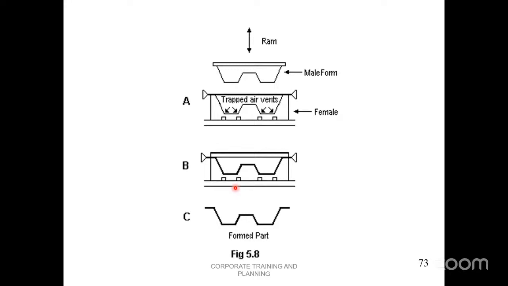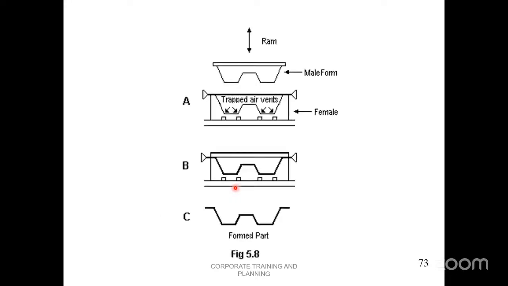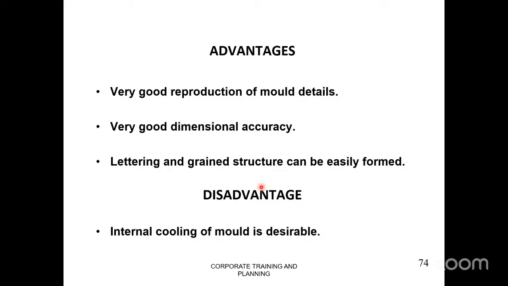Therefore, it is called a match die molding frame. If you see here, vents are provided, friend, to pass the air, and here atmospheric pressure takes place. See now, no vacuum is applied here. This is the atmospheric pressure. Okay. Now, what are the advantages? Very good reproduction of the mold details. All details you will get. Very good dimensional accuracy. Lettering and grain structure can be easily formed. And the disadvantage is that internal cooling of the mold is desirable.